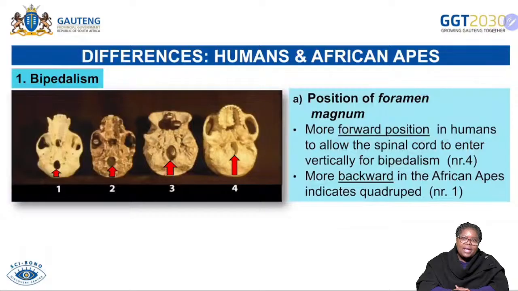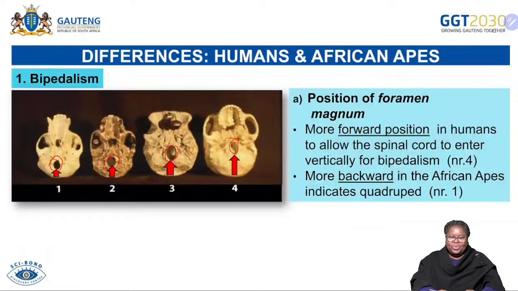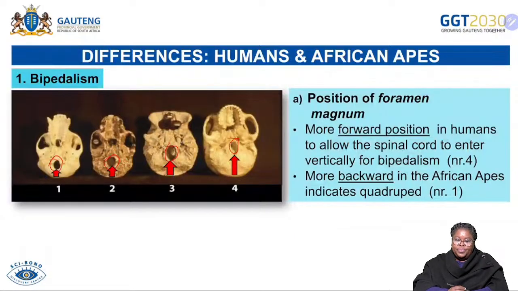Remember, in the first slide, we were looking at the similarities between humans and other primates. Now we are looking at differences between humans and African apes. So this is not a hole, but we call it what? Foramen magnum. So the differences there, you talk about the position of the foramen magnum. So when you want to differentiate between the position of the foramen magnum between humans and African ape, let's look at number 4.